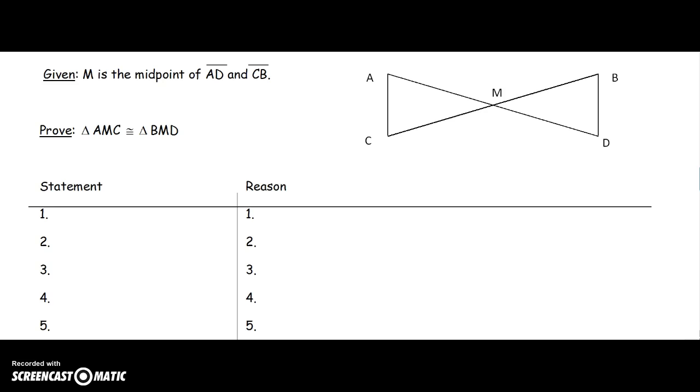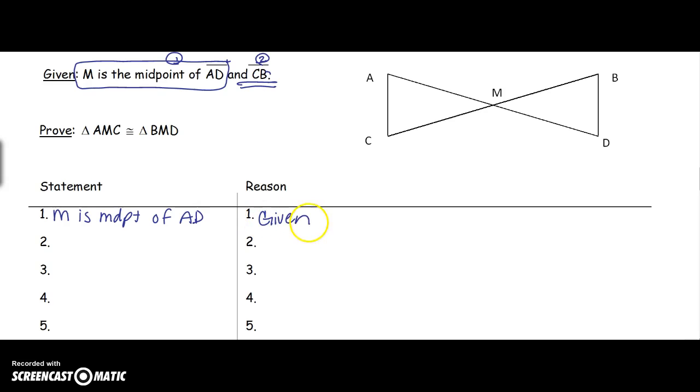It says M is the midpoint of AD and CB. Now, M is the midpoint of AD is technically one given. You have to write a second one saying M is also the midpoint of CB. So we have one given and we have two givens. So you have to write these separately. So you would say M is the midpoint of AD, and you know that because it's given. So you go over to your image, find AD, and show that M is the midpoint.